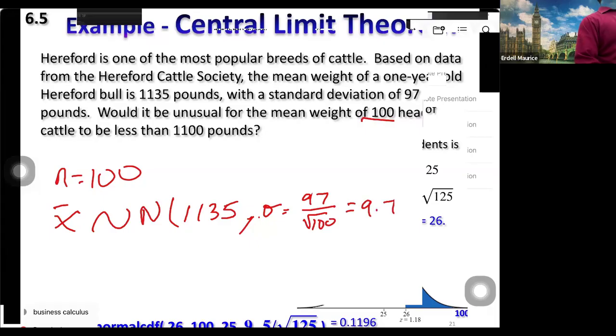Is that okay? And then the question is asking, what's the probability that for a group of 100 cattle, the average weight is going to be less than 1,100 pounds? Questions there? So if you didn't get it the first time, do you think you can put it in salt now and get the answer? What's the probability, somebody? So what answer did you get, somebody?